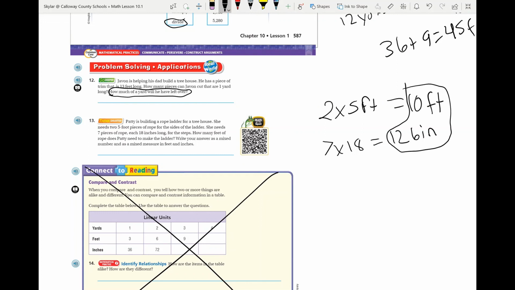All right, and number 12, remember you are finding out how many pieces Javon can cut that are 1 yard long and how much will be left over. So really you're converting that 13 feet into yards. So you all go ahead and figure that out. Pause the video and take her over.